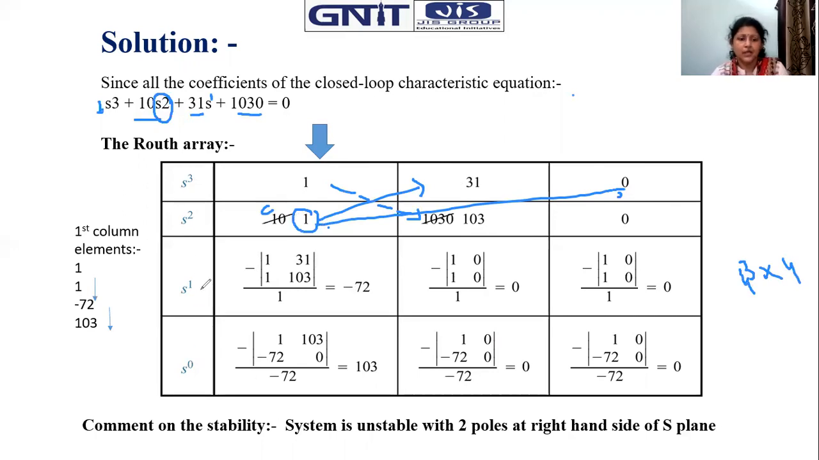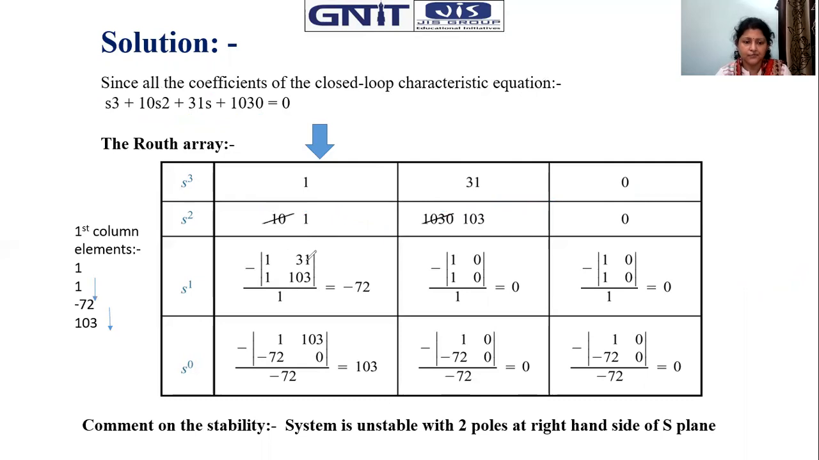Now for s power 1. So we will be starting with this one. So what we get here, minus 72 into 103 minus 0 divided by minus 72. So obviously it will come as plus 103. Now this one multiplied with this one minus it, then divided by minus 72. So we are getting 0, this will be 0.